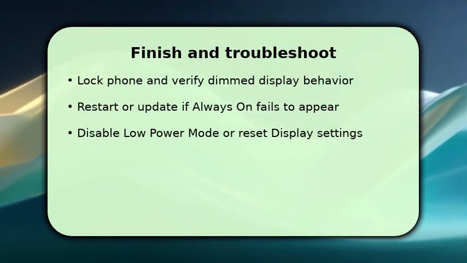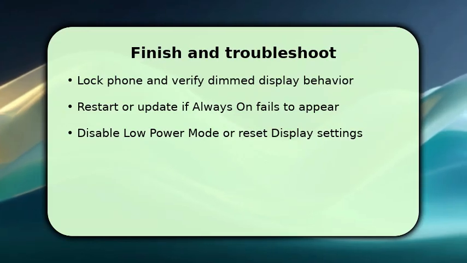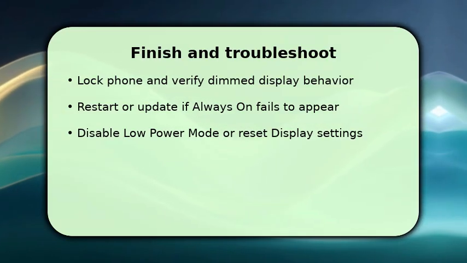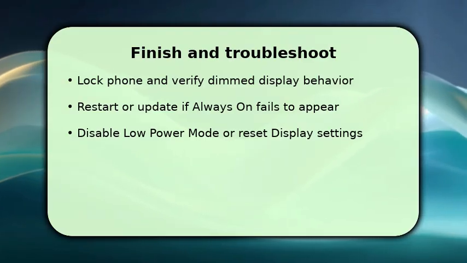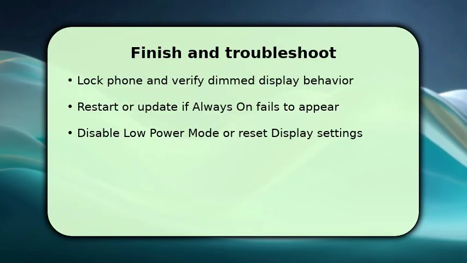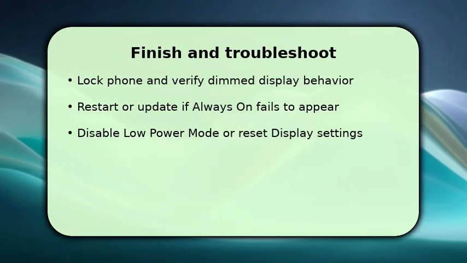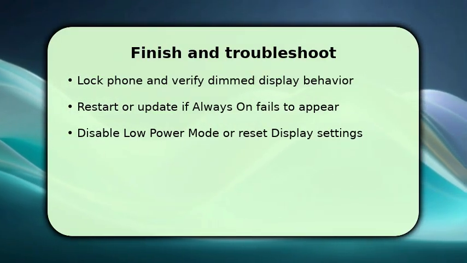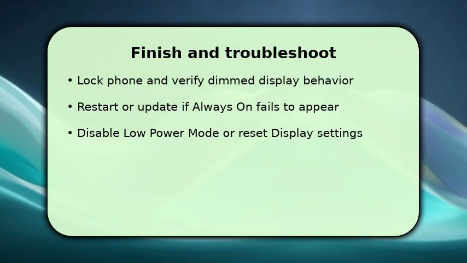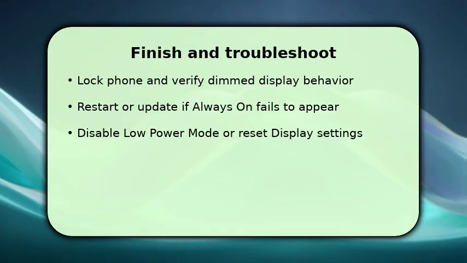visible. If it doesn't appear, first make sure low power mode is off and the device is updated. Then restart the phone to clear temporary issues. If problems persist, reset display settings or toggle Always On off and on again. One key troubleshooting tip: Always On won't work during low power mode or certain focus modes, so ensure those are disabled before further diagnostics.